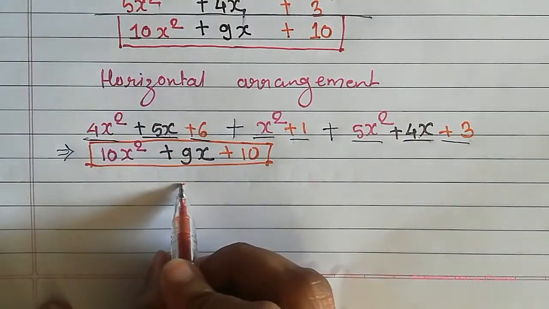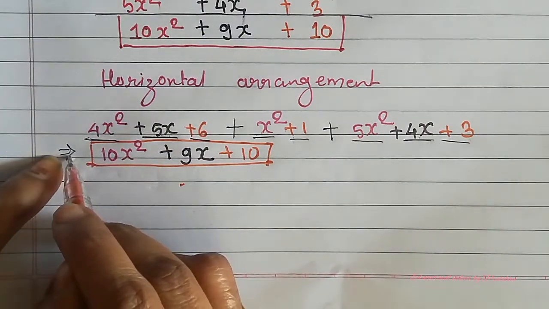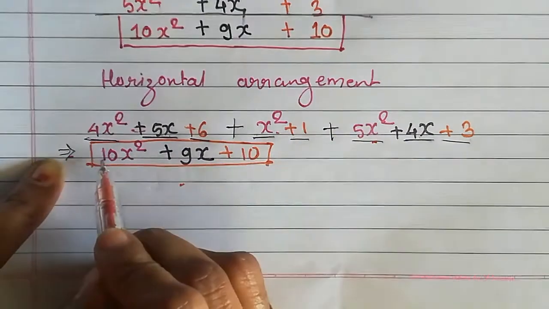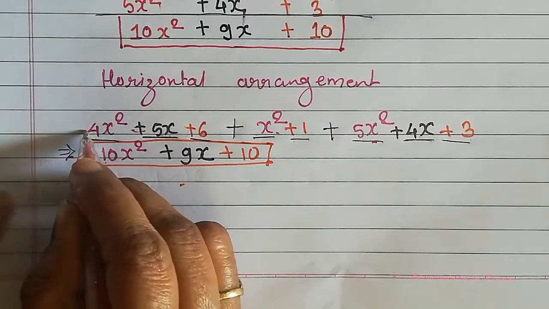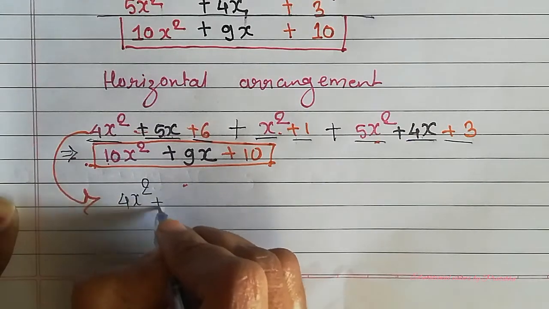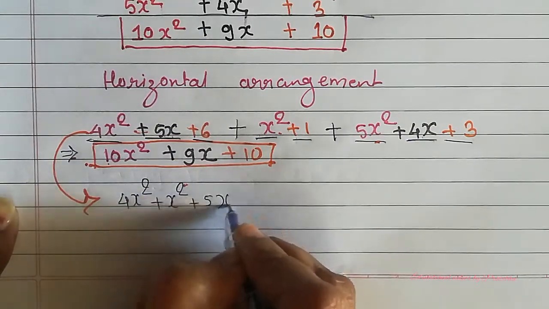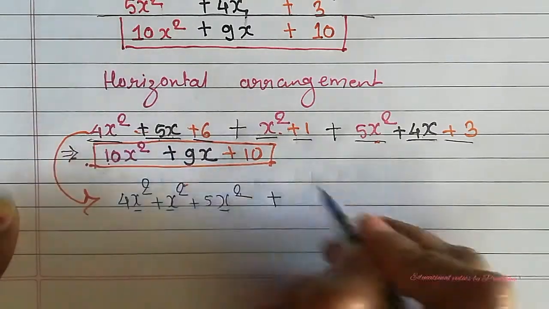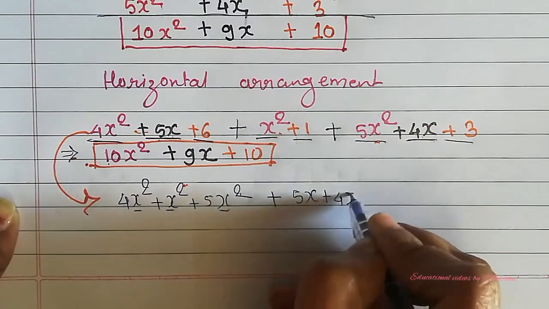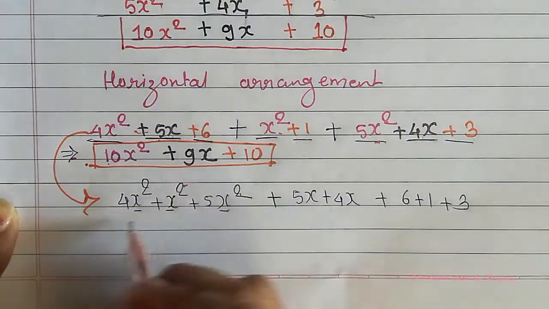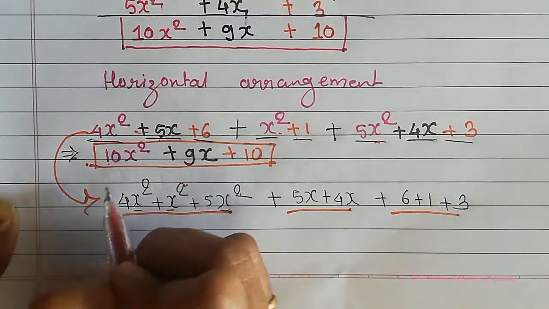You can write it directly, or in the second step you can gather the terms with the same variable and its power. Like here, instead of directly going for the answer, in the second step you can arrange the terms like this: 4x square plus x square plus 5x square, all the terms with the same variable and its power together, then plus 5x plus 4x plus 6 plus 1 plus 3. Like that you can arrange and add them separately, and then you can write the answer at the third step. It's up to you.